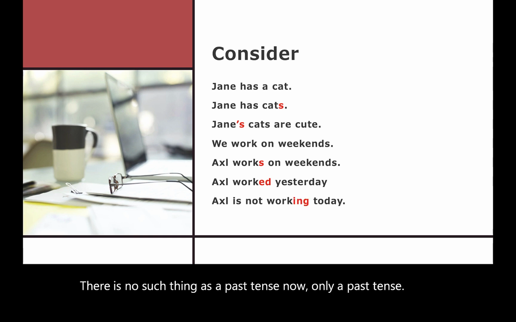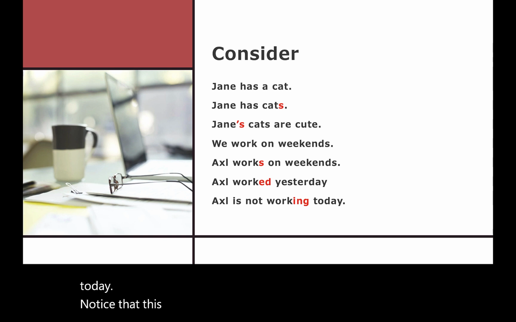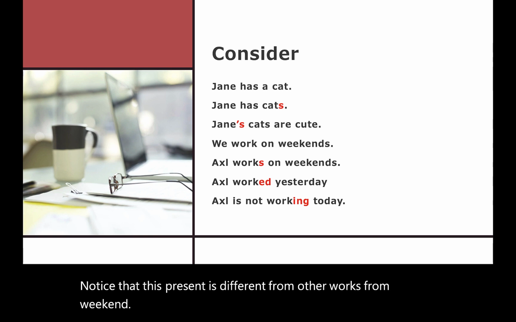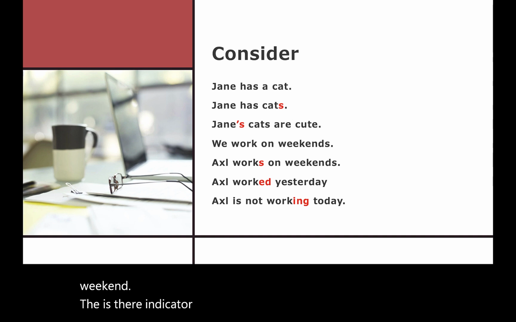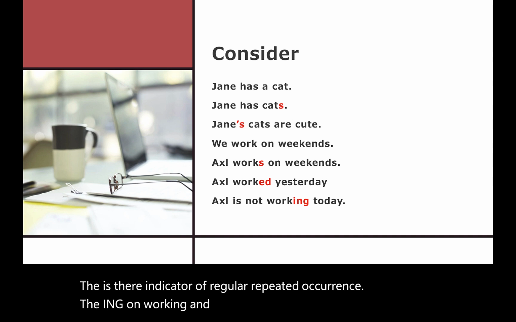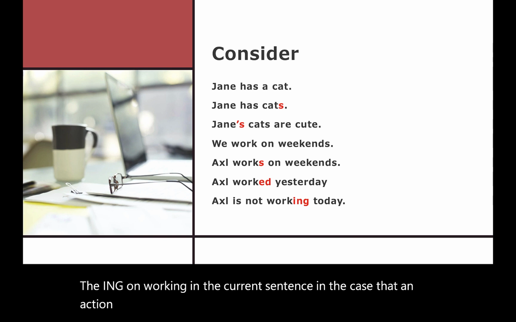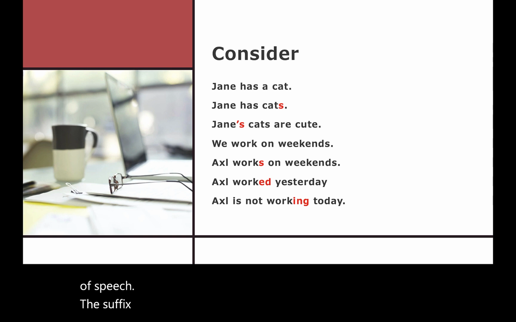Finally, let's move back to the present. Axel is not working today. Notice that this present is different from Axel works on weekends. The "s" there indicates a regular repeated occurrence. The "ing" on working in the current sentence indicates that an action is happening, or in this case not happening, at the moment of speech. The suffix "ing" indicates an action in progress.